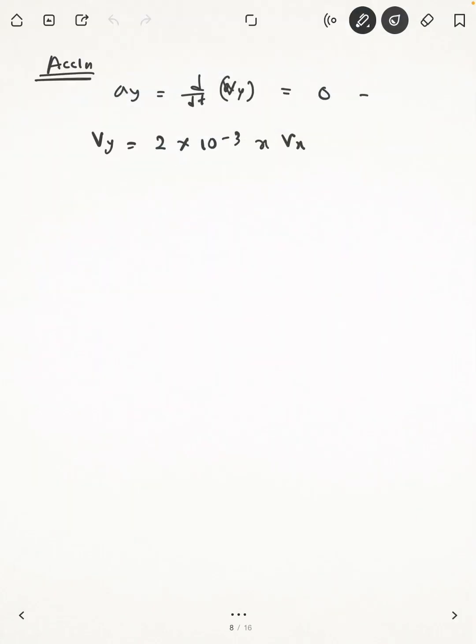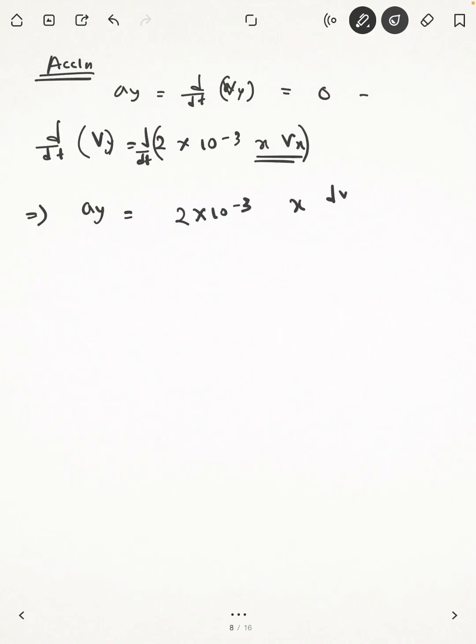If you take the time derivative on both sides, d vy by dt is ay. And this 2 into 10 to the power minus 3 is a constant, and you have to consider that as an easy rule. The first function times the differentiation of the second, plus the second function times the differentiation of the first, and the 2 into 10 to the power minus 3 is multiplied with the whole thing. So if you do the calculation, it should be what?